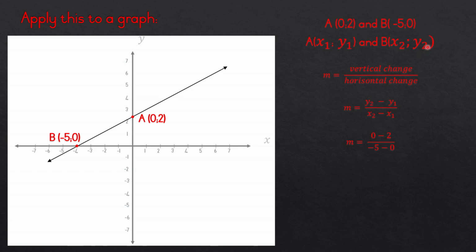So y2, let's see, y2 was 0. x2 was negative 5. y1 is 2 and x1 is 0. We're going to look at the y's first. y2 is 0, y1 is 2. x2 is negative 5, x1 is 0. Substitute it into our formula, simplify it. 0 minus 2 is negative 2, negative 5 minus 0 is negative 5. Negative divided by negative is a positive. Therefore, we can see the slope is positive, the gradient is positive. Left is bottom, right is top. So our gradient is 2 over 5.